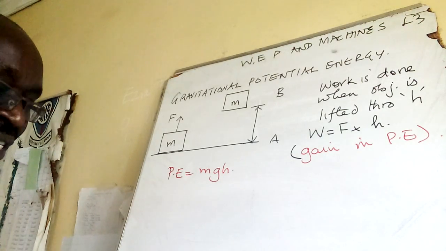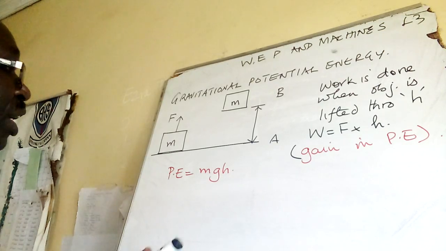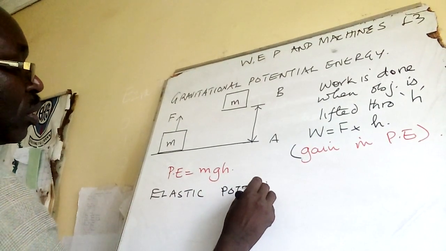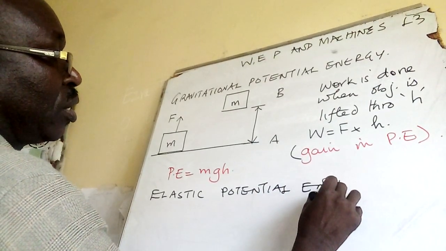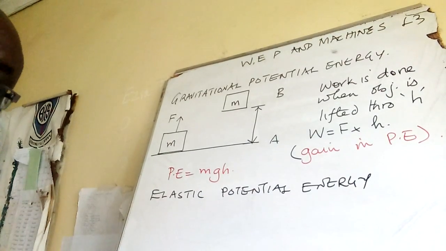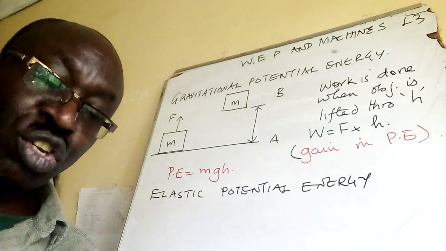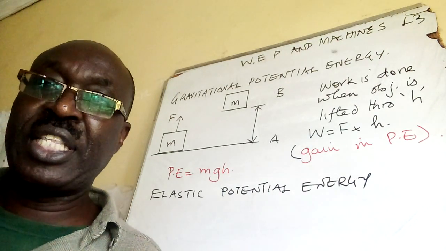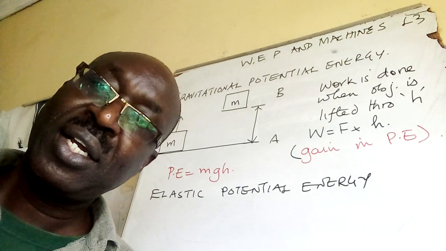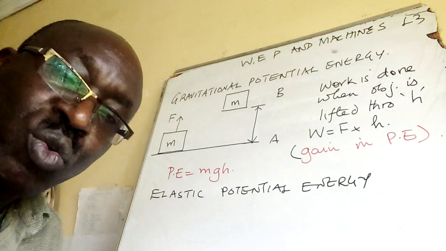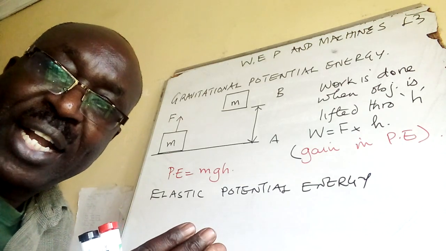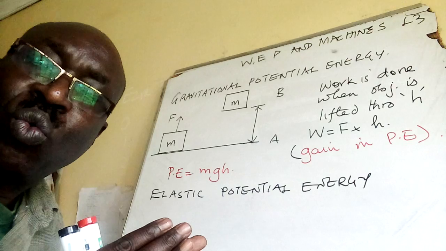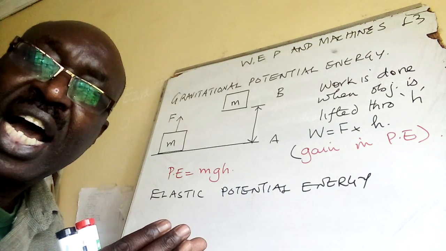Let us look at another example, elastic potential energy. This is the energy stored in a spring when compressed or stretched. So when you compress that spring, it stores some energy. So that energy stored, we can use it to get work done.